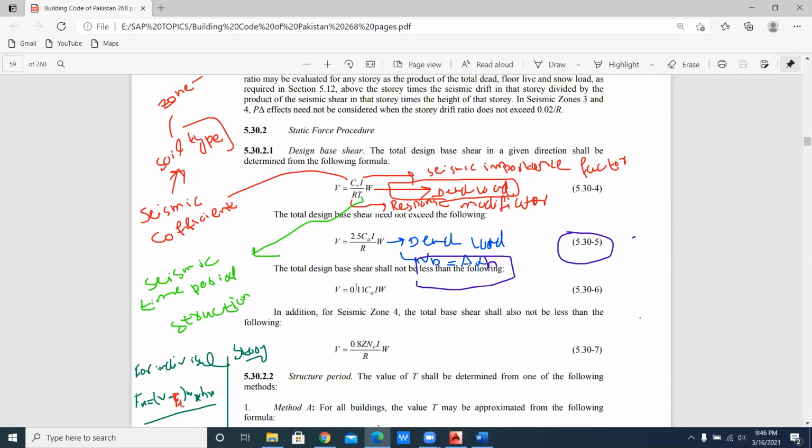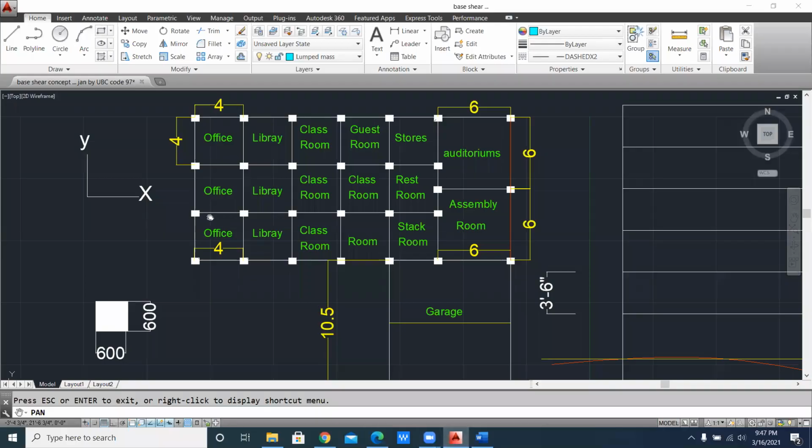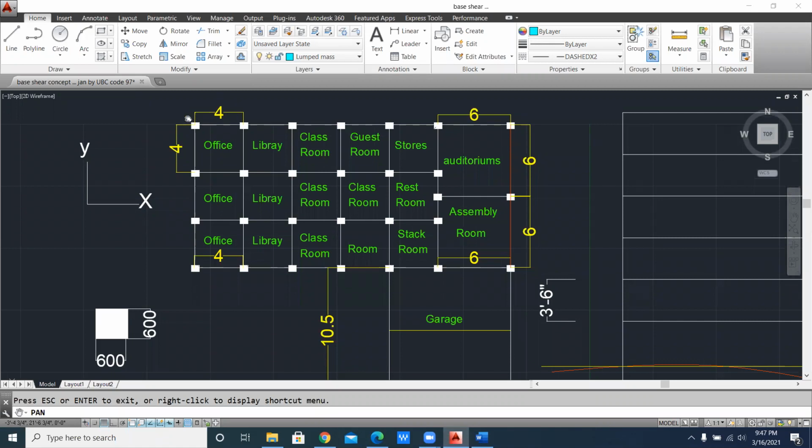First of all, in this topic in the UBC, we will also check that the total design base shear need not exceed the following. So the value we calculate from this will not exceed this value. That is W, which is called your seismic dead load. Always remember that before going to join anything, you have to find the self weight, the self dead weight of your slab. You have to find the dead load of beams, and the self weight of the column. Then you have to apply the live load here.